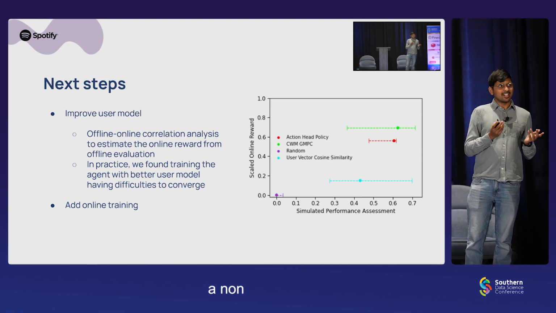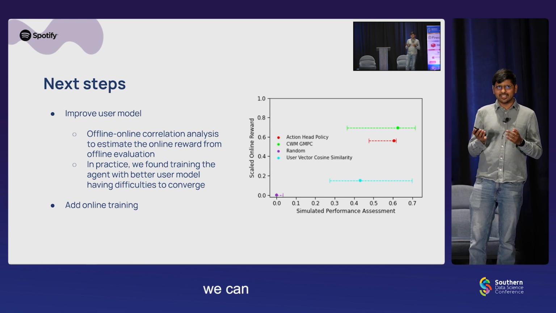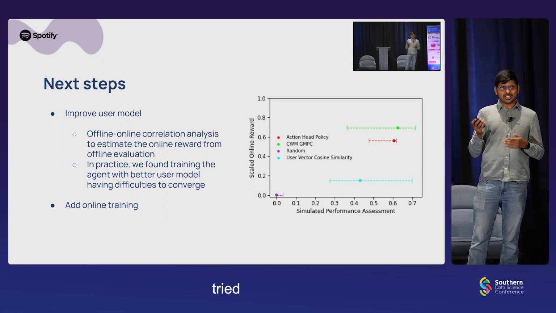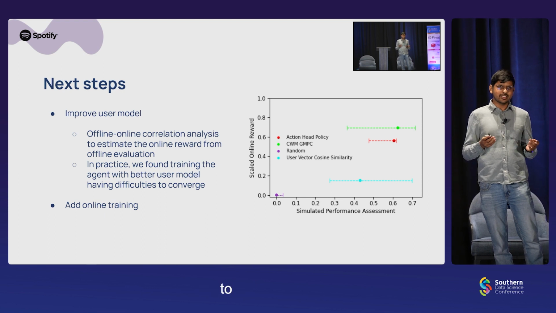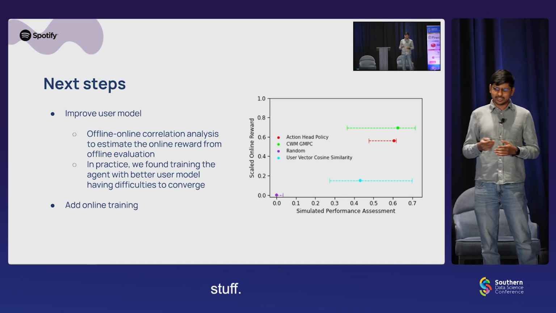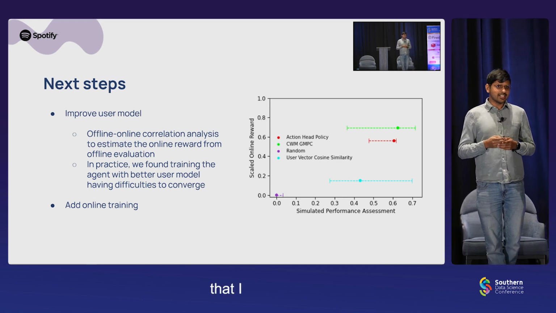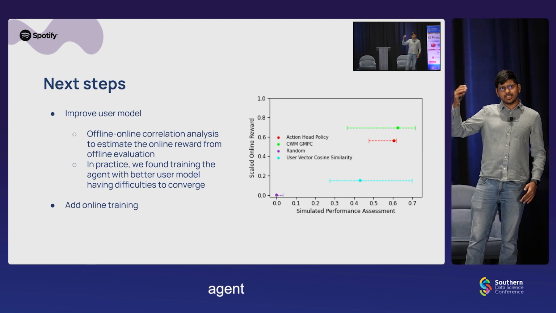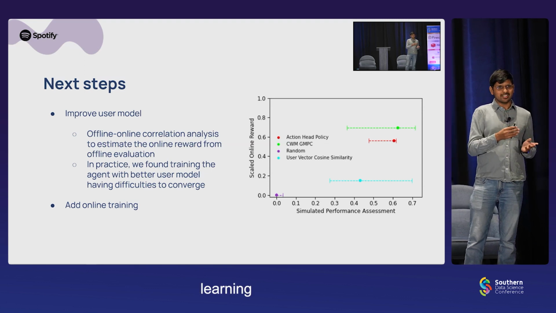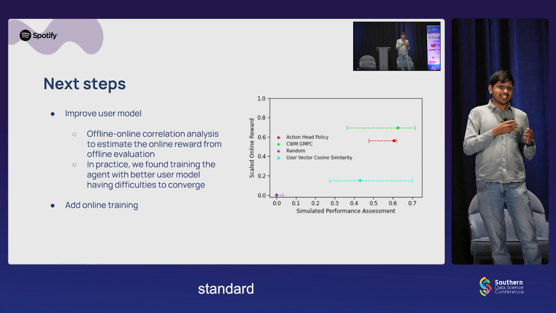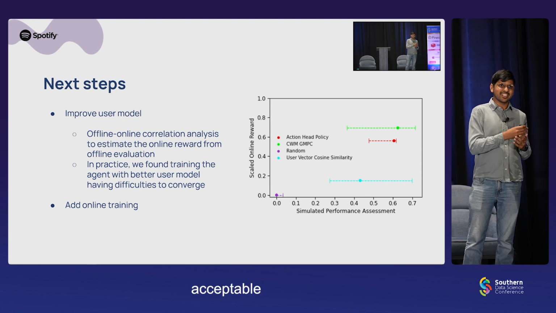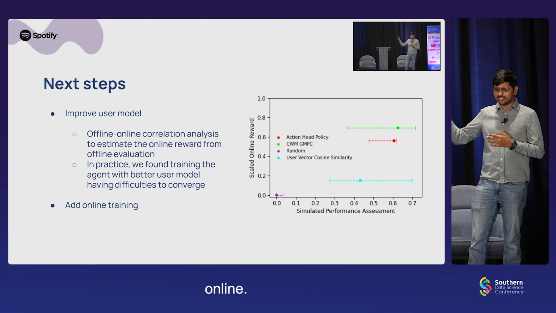So talking about next steps, one straightforward improvement would be to use more sophisticated user models, because we used a non-sequential standard classifier. So we can go into sequential models and transformers and so on. We also tried sequential models, but in practice, we found it easier to train RL agents with a non-sequential model, because with sequential models, we ran into instability issues. And the final improvement that I propose here is that once we have an agent trained offline, we can continue training it online. And this is different from supervised learning. Sure, now you have fine tuning, but with a standard supervised network, you don't really retrain it online. But with RL agents, it's perfectly acceptable to train offline and then continue training online.